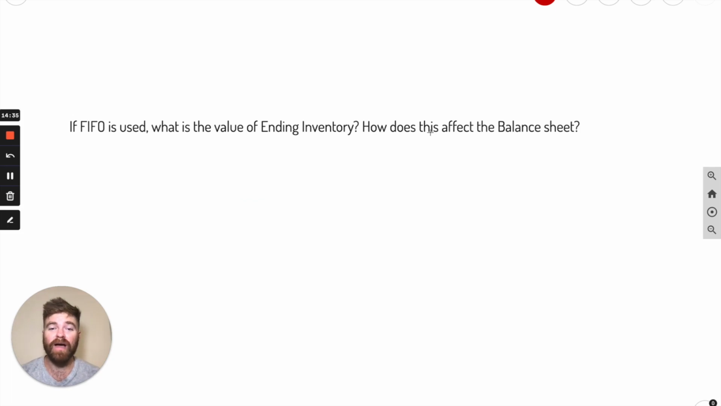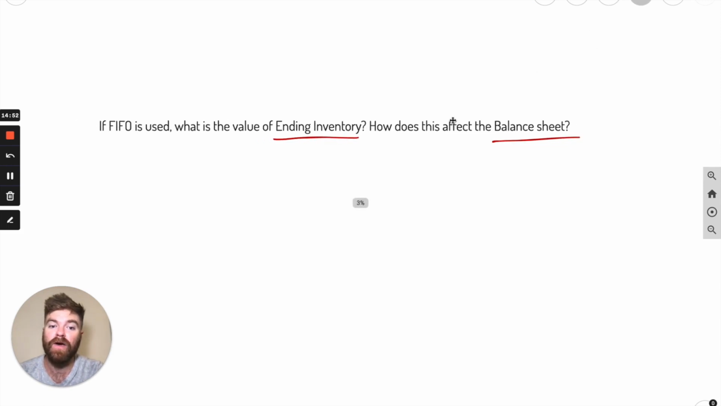Okay, problem number 5, last question. If FIFO is used, what is the value of ending inventory? And how does this affect the balance sheet? So 2 parts here, short answer. We're going to have to go back up and reference that data set to figure this out. We're just looking for the value of ending inventory, and we're using FIFO.